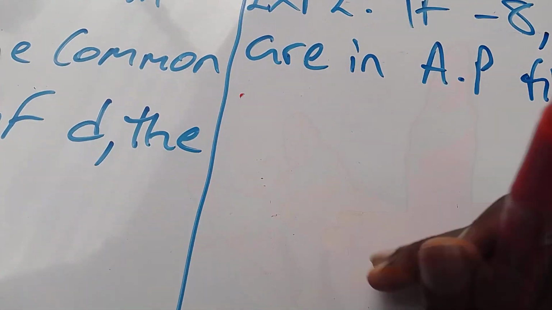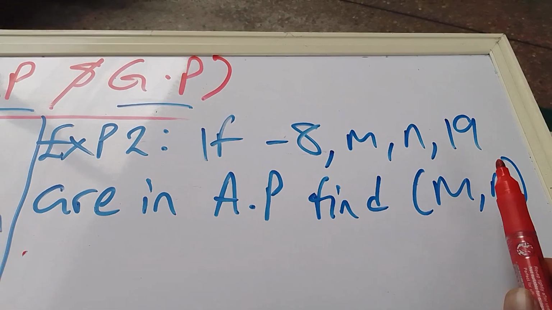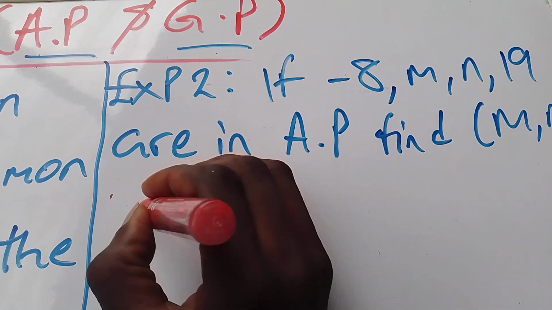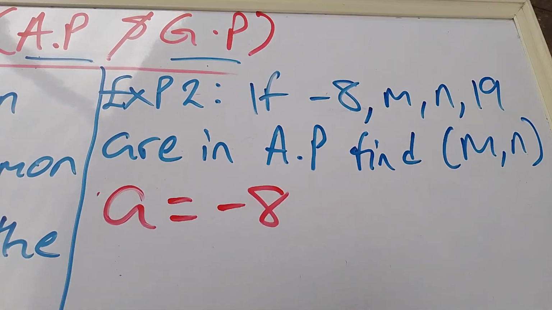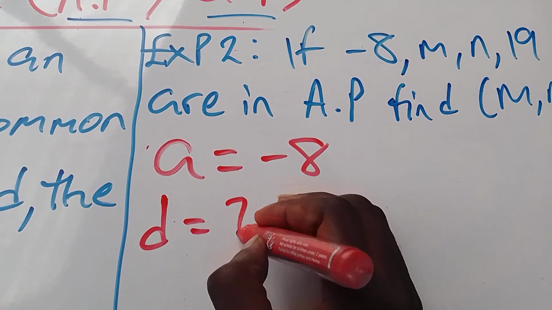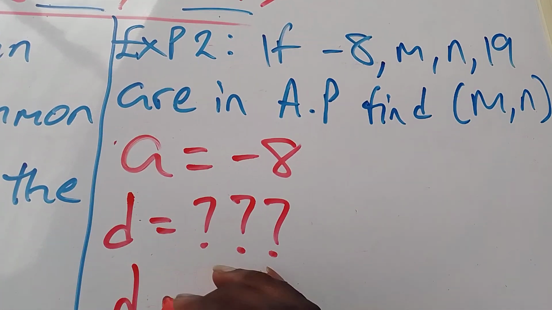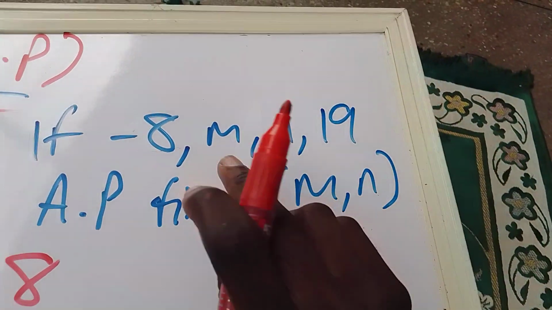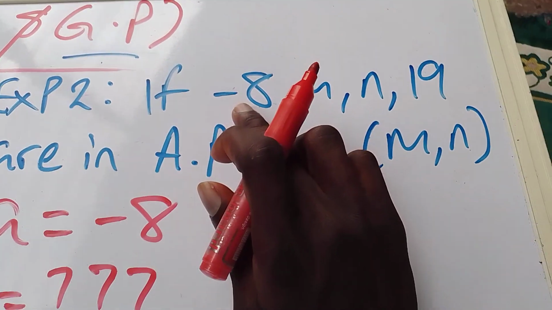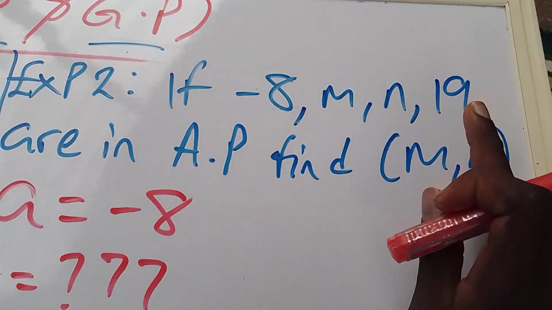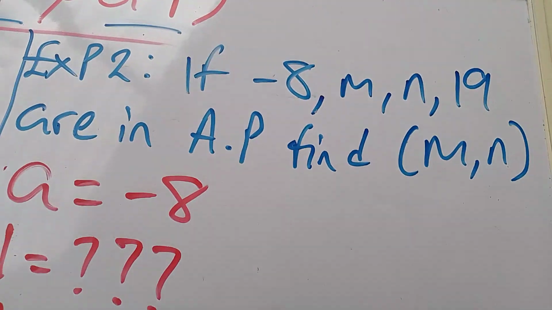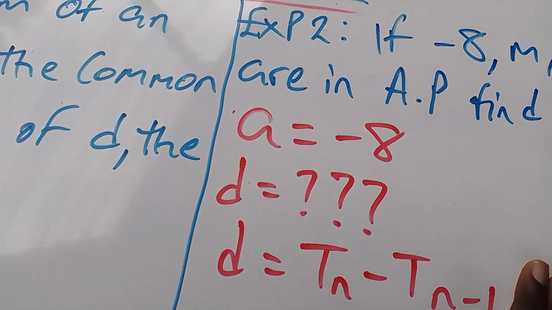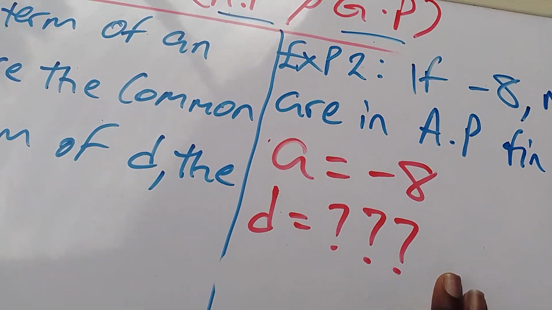So what I'm saying here is that they said if minus 8, m, n, 19 are in AP, find the value of m and n. This is very simple. The first thing you know is that your A is equal to minus 8. Keep that. But you can't know your D. Why can't you know D? Because D is equal to Tn minus Tn minus 1. So if I say m minus (minus 8), that's m plus 8, equals D. Or I can say n minus m is also equal to D, and 19 minus n is also equal to D. So if I want to find my D, how do I find it? That will lead us to simultaneous equations.